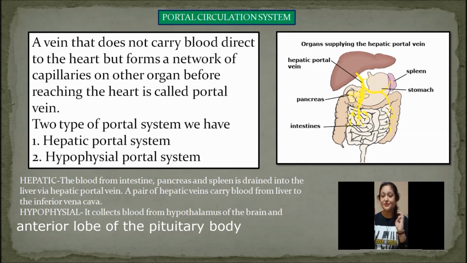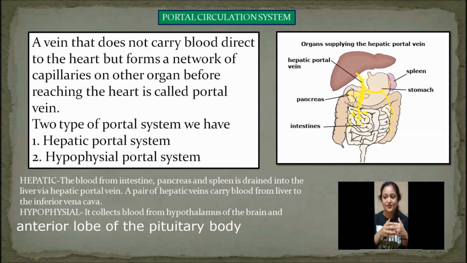Today we learned three main basic things. First, the double circulation. Second, the systemic and the pulmonary circulation, and third, the portal circulation system. All these three circulation processes are performed together inside our body, which helps us to continue our healthy life, as our blood circulates throughout the body. So I hope everybody understands today's topic.